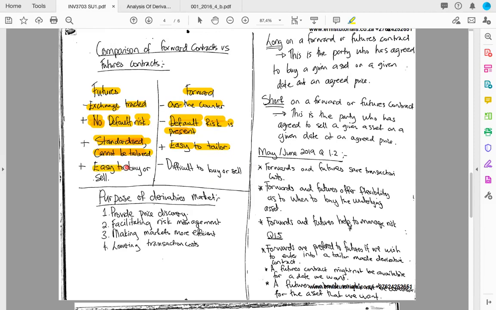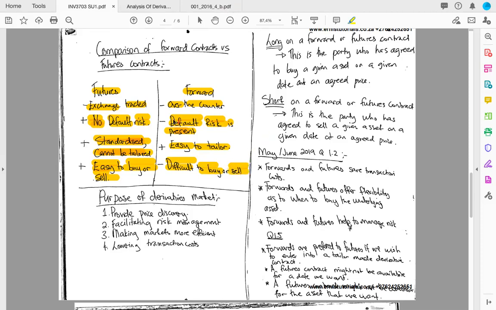And then with a futures contract, because the exchange is the counterparty, it's easy to buy or sell. It's easy to buy or sell a futures contract because you are dealing with the exchange, and the exchange is always willing to buy or to sell. When we say to buy or sell, we're not actually talking about buying or selling the underlying asset. We're talking about buying or selling in terms of the contract, in terms of entering into the contract or leaving the contract. Whereas with a forward contract, it's difficult to enter into the contract, meaning to buy, and it's difficult to exit the contract, meaning to sell.